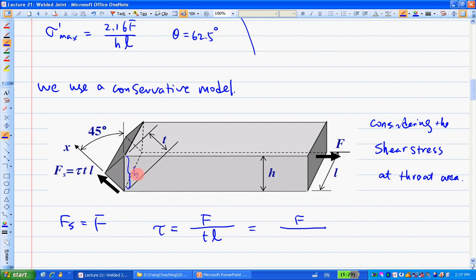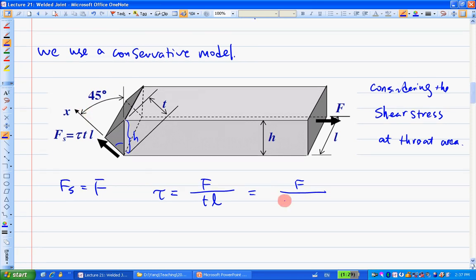This is H. This is 45. H times what? Cos 45, right? And then times L. And cos 45 equals, I guess better not.